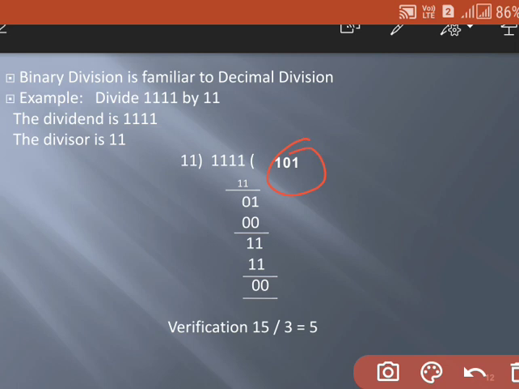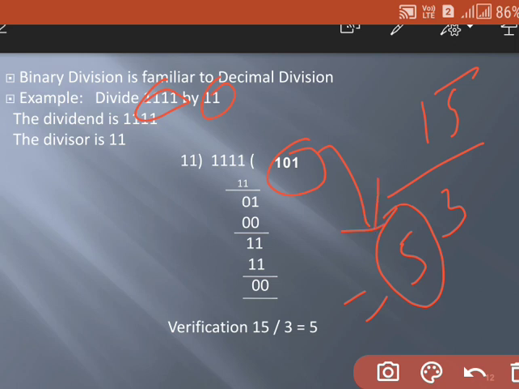So again you can also compare this with decimal numbers. The decimal corresponding to four ones will be 15, divided by 1 1 means 3, that is equal to 5. The quotient will be 5, and 101 stands for decimal 5. So in this way you can also verify whether the division procedure you have adopted for binary numbers is correct or not.